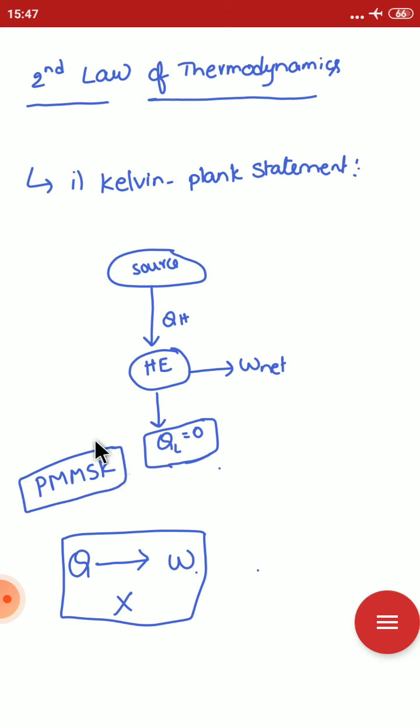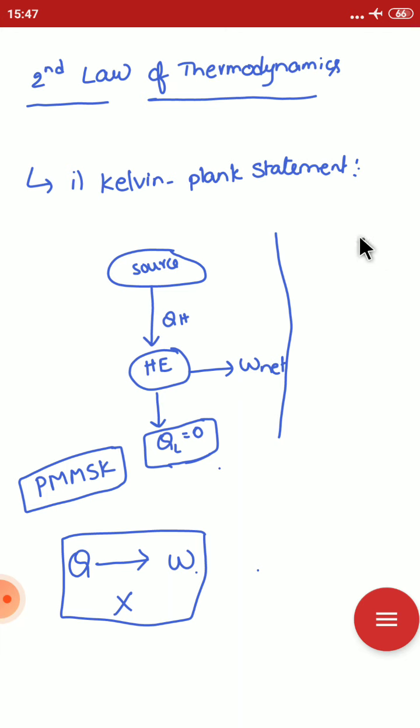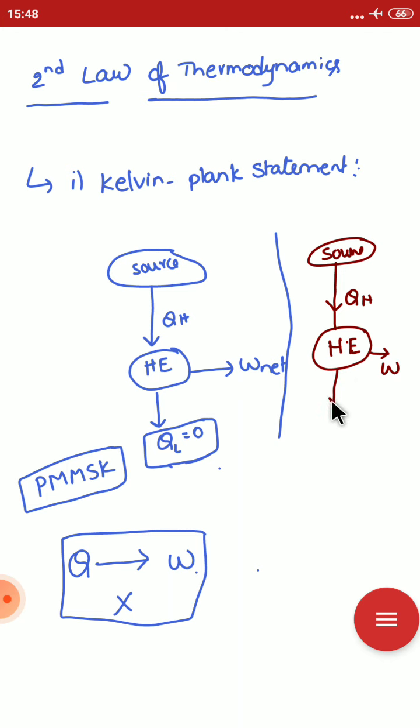What he tells is that it is only possible if the source is there and the device is a heat engine. Whatever amount of heat is extracted from the source, only a part of the energy can be converted into work, and the rest we lose as heat loss to the sink. That is the Kelvin Planck statement.